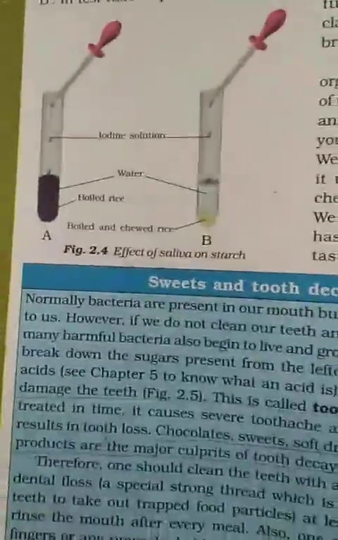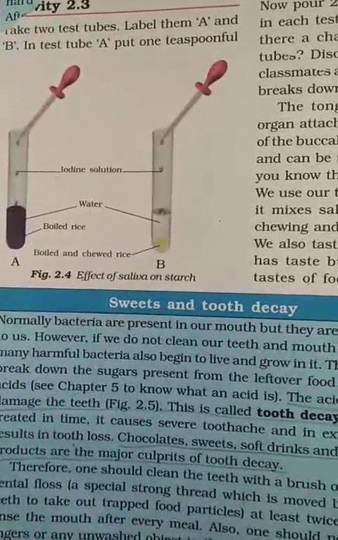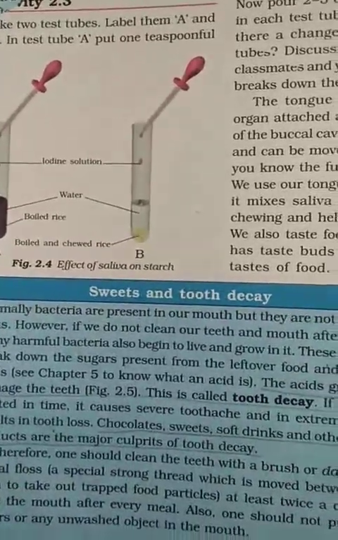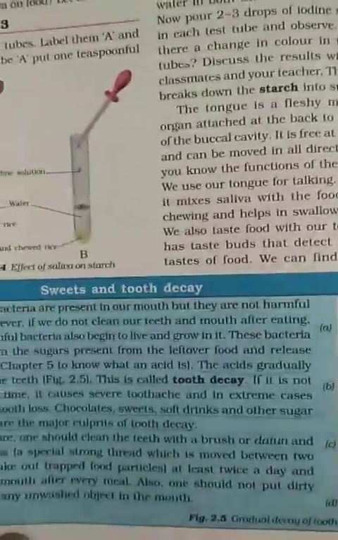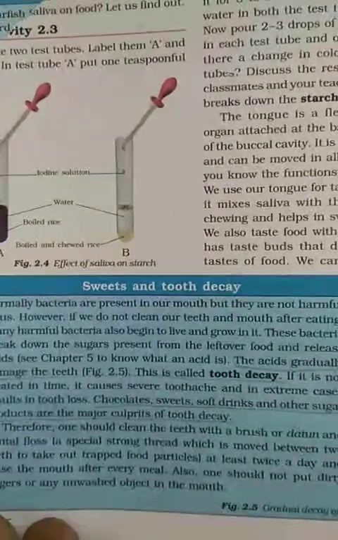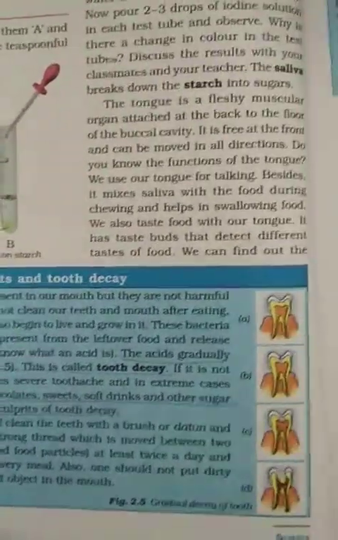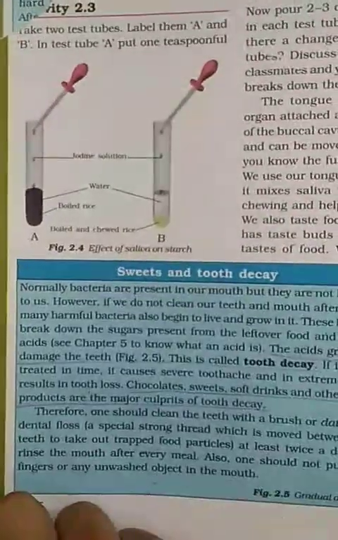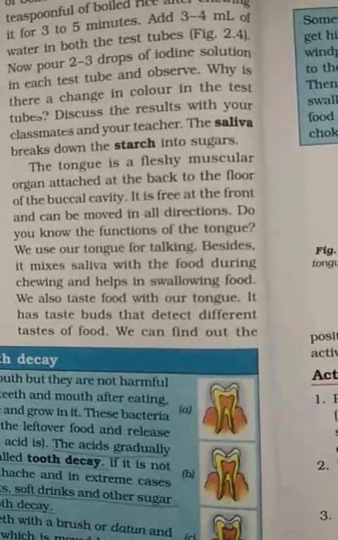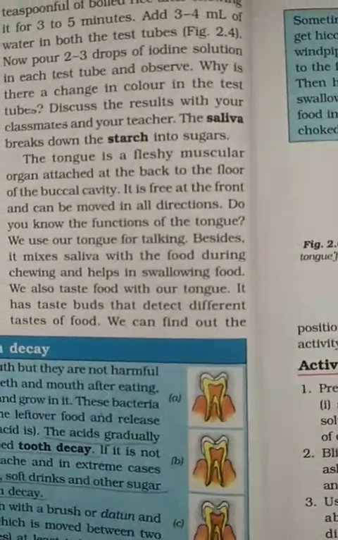Here you can see that two test tubes are shown. In the first, only boiled rice is given, and in the second, the boiled and chewed rice is taken. We have added 3 to 4 drops of iodine in both the test tubes, and you can see the difference in the color. So the saliva breaks down the starch into sugar.